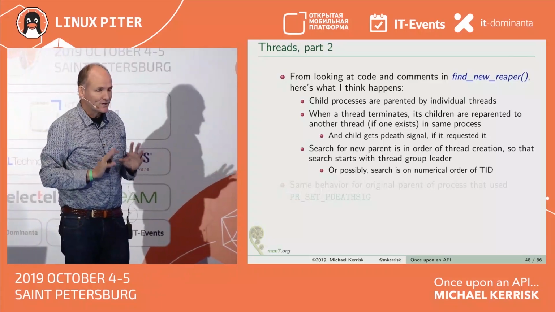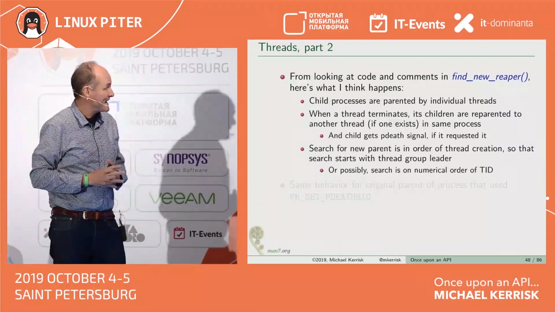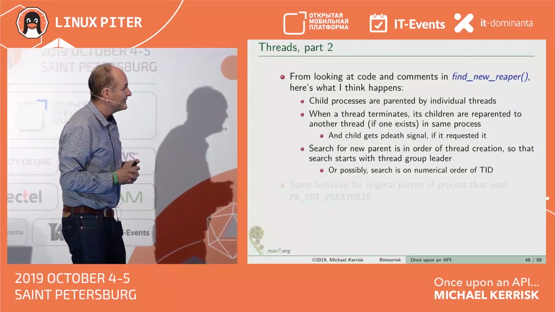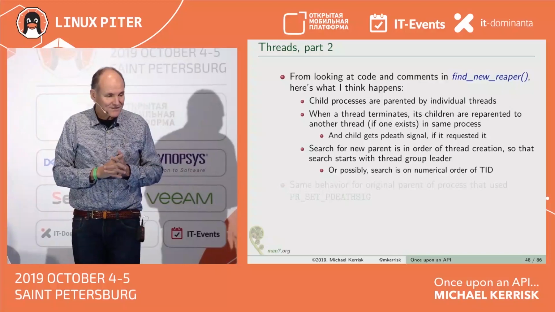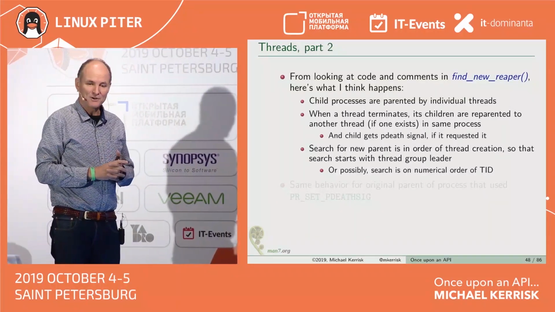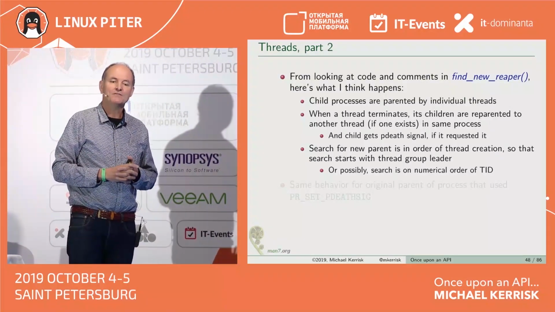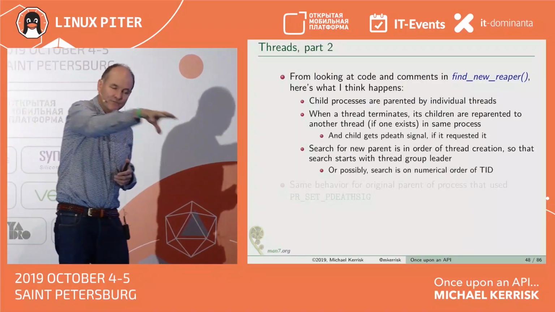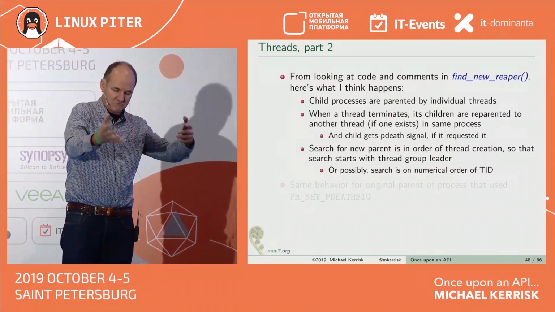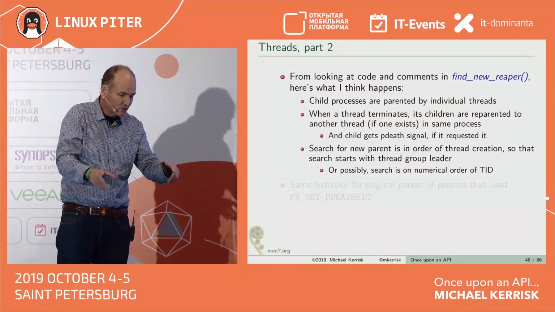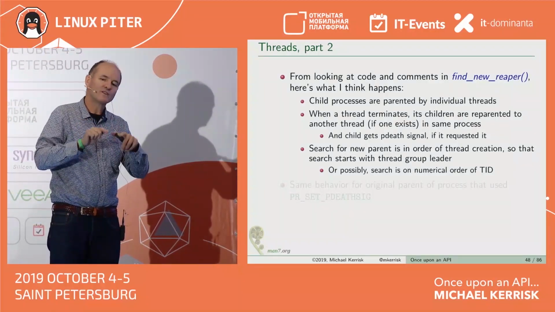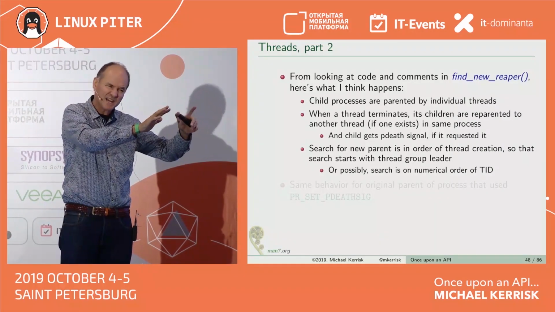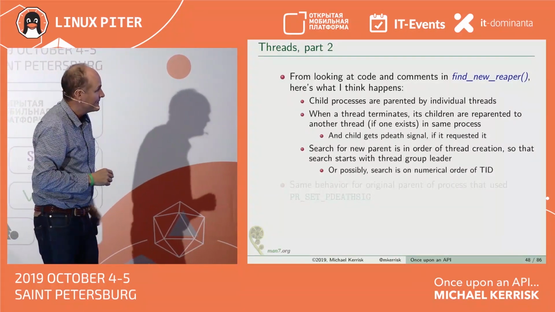I haven't investigated this fully, but this is how things look to me when I look at the relevant kernel code, a function called find_new_reaper. The way things seem to be implemented is that child processes are parented by individual threads in a multi-threaded process. In other words, you might have a multi-threaded process where different threads call fork. That process as a whole has several children, but the children are recorded as being associated with individual threads in the parent process, which is kind of bizarre, but it's how it is.